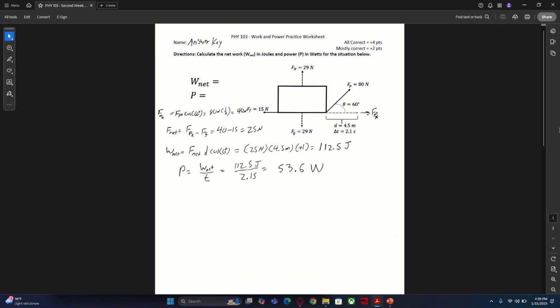Unlike last week, things are going to be a lot more concise moving forward. And for this week's compressed worksheet, it's going to be two parts, two lessons. First part is work and power.